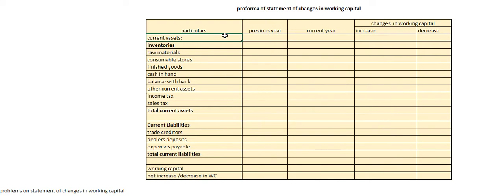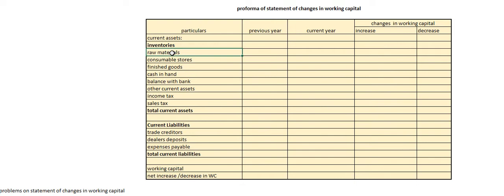Point one is your current assets. A current asset is any asset which can be easily converted into cash. Under that we have inventories. Inventories are nothing but your stock. Stock can be of different forms. Either it can be in the form of raw materials, or in the form of consumable stores, or in the form of finished goods.